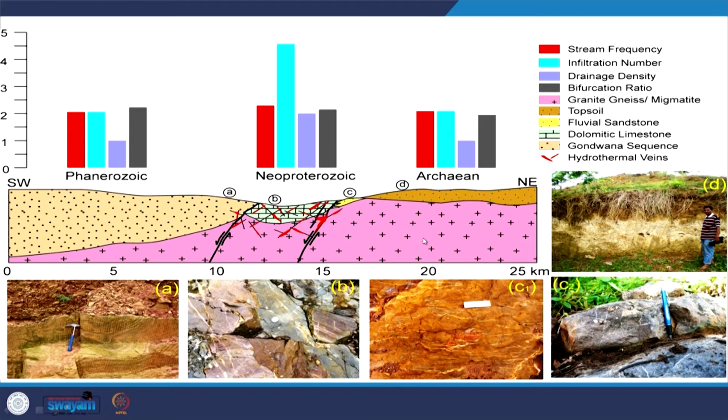And this side is granitic gneiss migmatites, and here this is topsoil, that means highly weathered soil, and this is the granitic gneiss migmatites, the peninsular gneiss, with this much thick soil development. And this A is a photograph from Gondwana sandstone, and B is the limestone. You see this limestone is highly fractured and filled with quartz and calcite veins, and this is C, the fluvial sandstone, again fractured and filled with quartz veins.